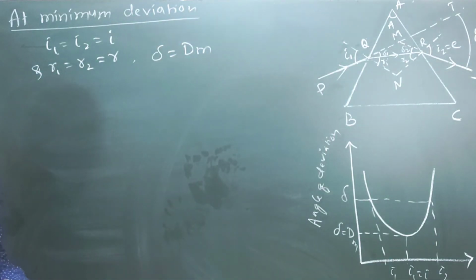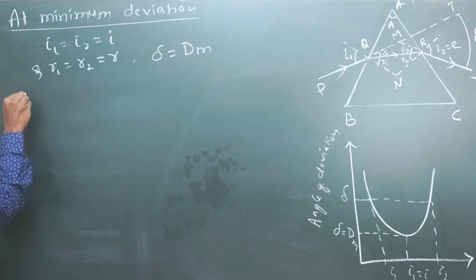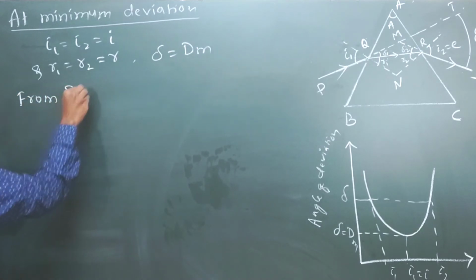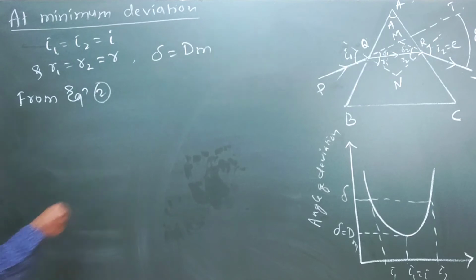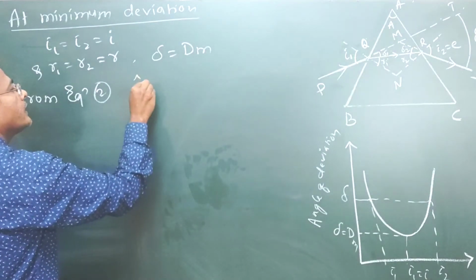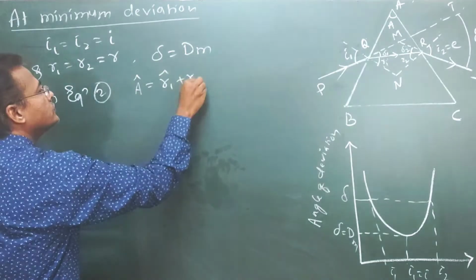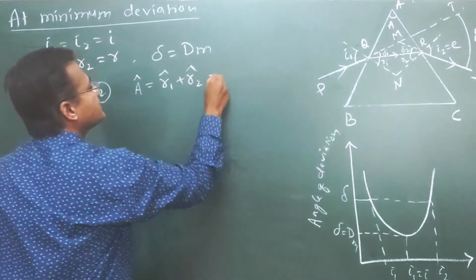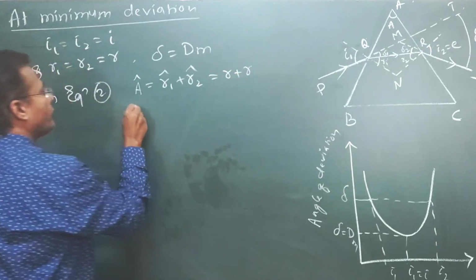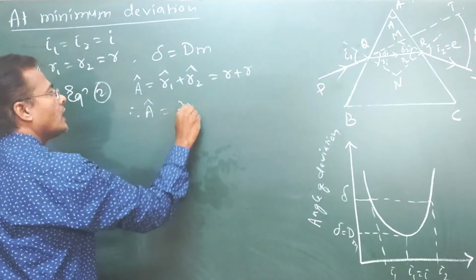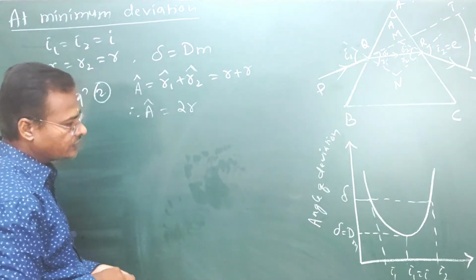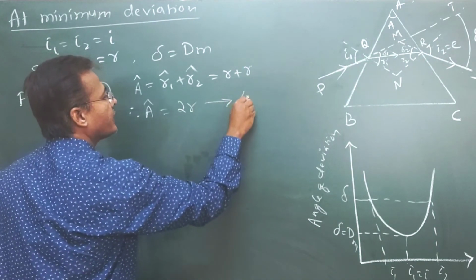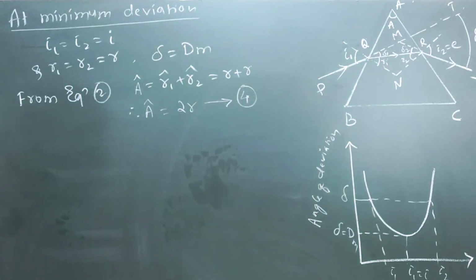Now we again take the equations. From equation 2, we have the angle A equal to R1 plus R2. At the minimum deviation, R1 plus R2 is nothing but R plus R. Therefore, angle A equals 2R. This is equation 4. Next, we see that angle A equals 2R.